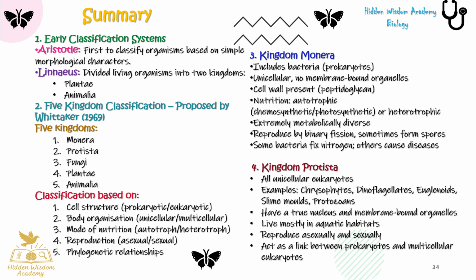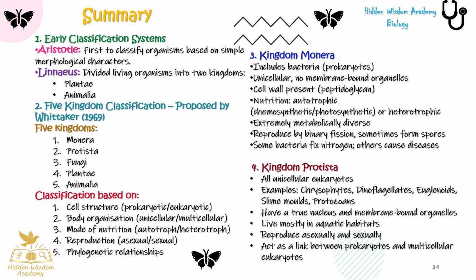Summary. 1. Early classification systems. Aristotle was the first to classify organisms based on simple morphological characters. Linnaeus divided living organisms into two kingdoms. First, Plantae. Second, Animalia. 2. The five-kingdom classification was proposed by Whittaker, 1969. Five kingdoms are: 1. Monera. 2. Protista. 3. Fungi. 4. Plantae. 5. Animalia.